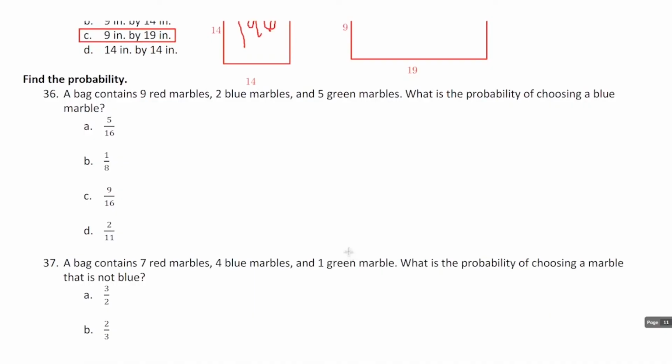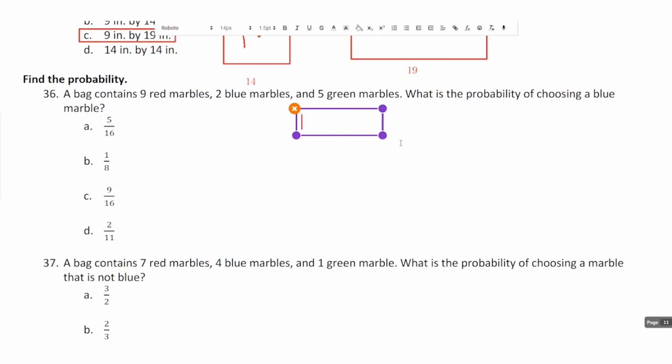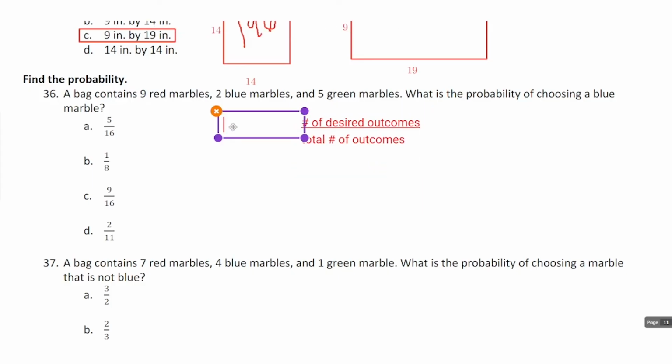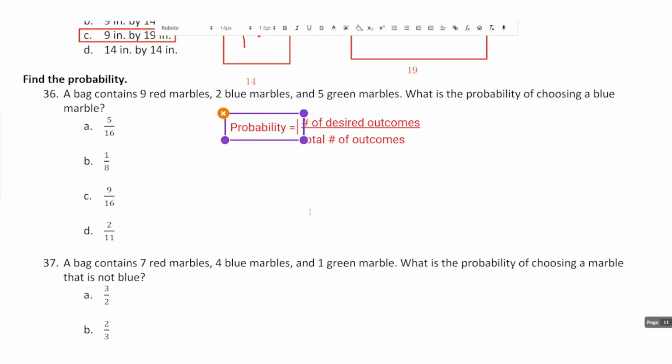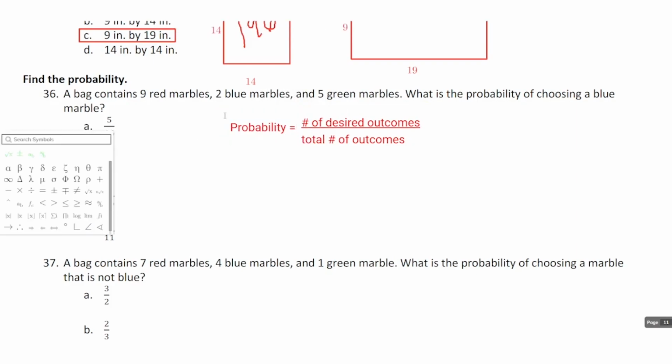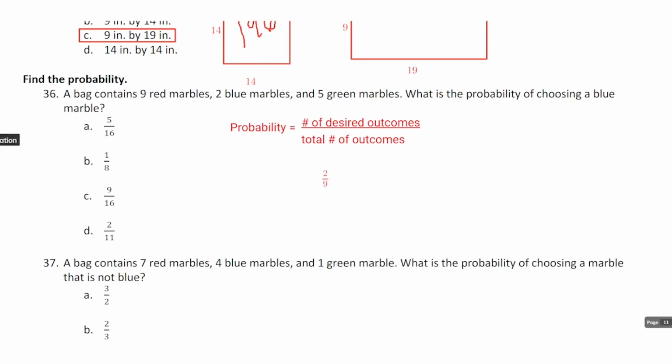Number 36 says a bag contains 9 red marbles, 2 blue marbles, and 5 green marbles. What is the probability of choosing a blue marble? So to calculate probability, we're going to divide the number of desired outcomes by the total number of outcomes. This is just how you calculate probability in general. So in this case, we want to know the probability of choosing a blue marble, and we can see that there are 2 blue marbles, so it'll be 2 over the total number of marbles, which is 9. There's nothing really to calculate here.